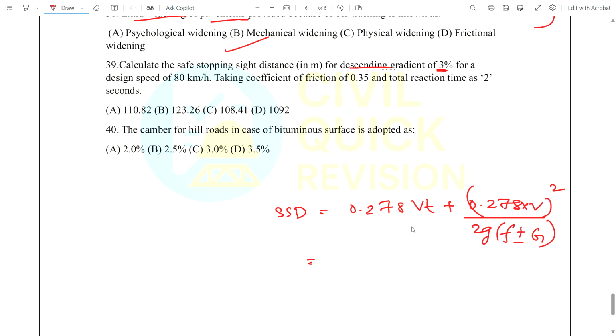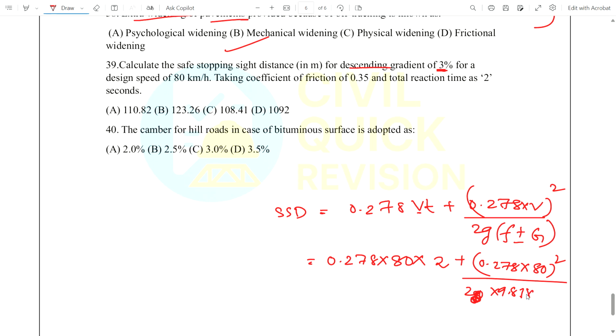For that we simplify the formula like this. You just remember this: we put the velocity 80 km/h directly so that we can get the value in meter. Time is 2 seconds, plus (0.278 into V, that is 80) whole square, divided by 2 into g. No g value is given, so we take 9.81. Then f is given as 0.35, and this is a descending gradient, so we take it as minus 3%, which we convert into 0.03.